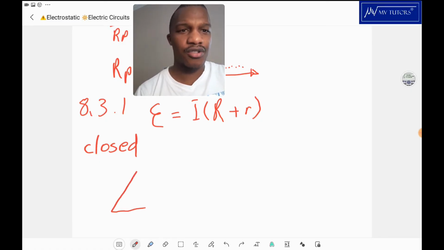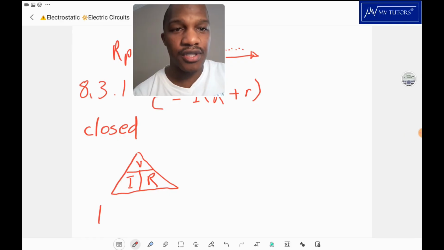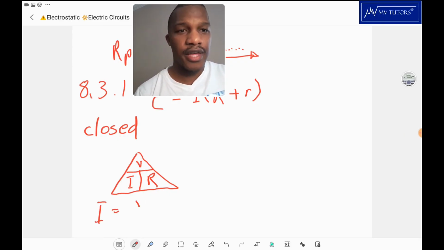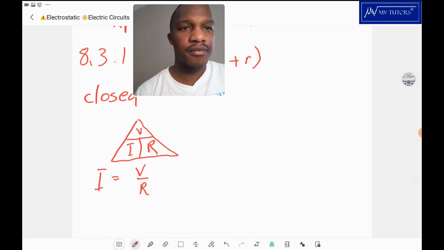Now there is this little triangle. It has V there, and then it has I and R there. All it's saying is that if you want to solve for volts, V is equal to I times R. If you want to solve for I, which is current, it's going to be equal to V over R. Likewise, if you want to solve for R, it's going to be V over I. So right now we are interested in the I. So that's going to be V over R. So what's going to be our V?